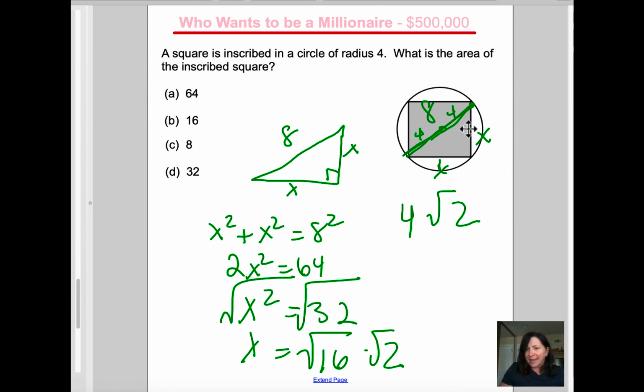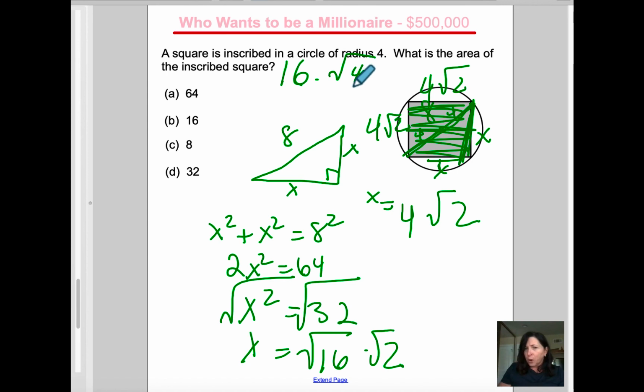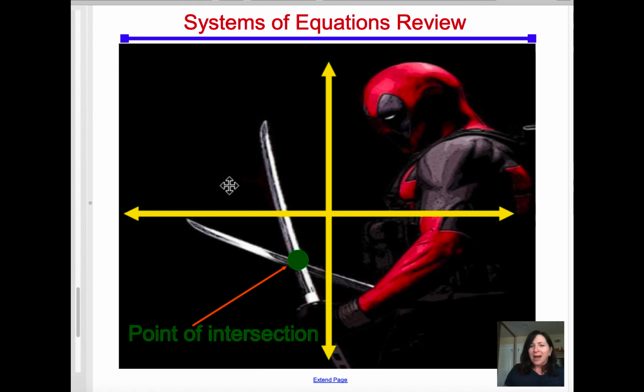As being this length. Now that's not an answer, but also that wasn't the question. The question wasn't what's x, because x is one of my sides. They want to know what the whole area is. So if I know that one of the sides is 4 root 2, that's going to be 4 root 2 times 4 root 2, which is numbers get multiplied by numbers. So 4 times 4 is 16. And then root 2 times root 2 is root 4. Square root of 4 is 2. 2 times 16 is 32. There we go.